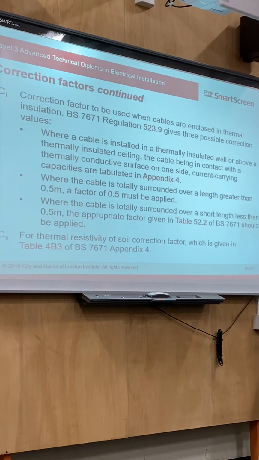CS is for the thermal resistivity of soil, because of course if you bury a cable in the ground, what's going to happen to that cable? Is it going to be able to vent its heat? No, it's going to start trapping the heat around the cable, isn't it? So we've got to take that into account because it will create more resistance. With more resistance means that the current carrying capacity of the cable is reduced to match it. Okay?